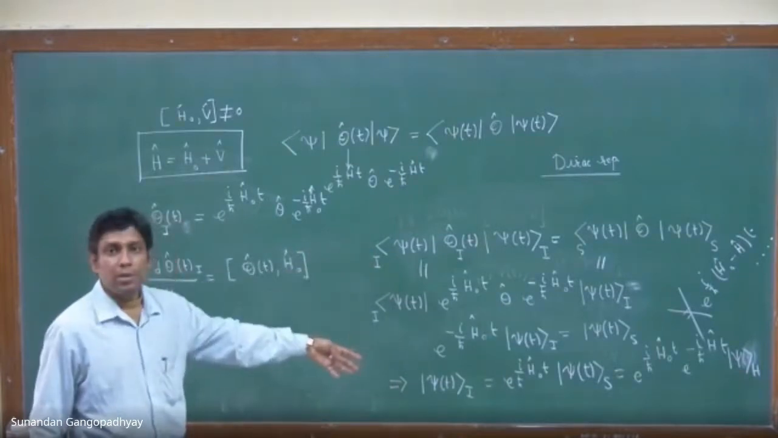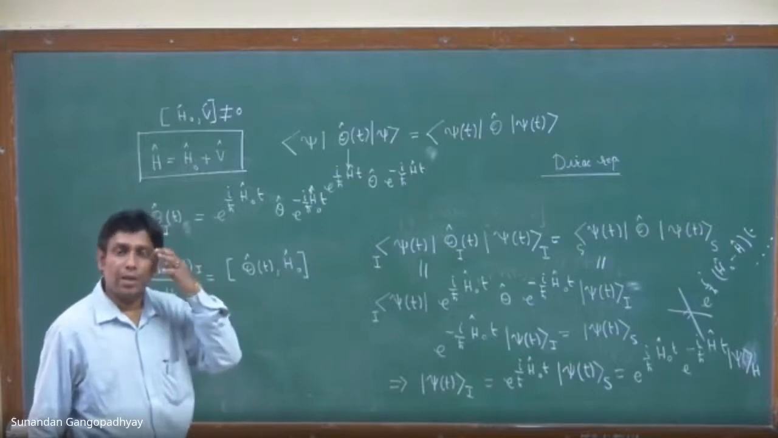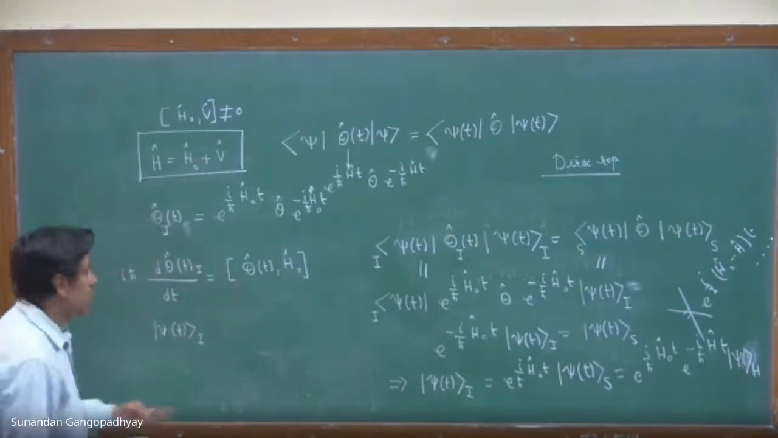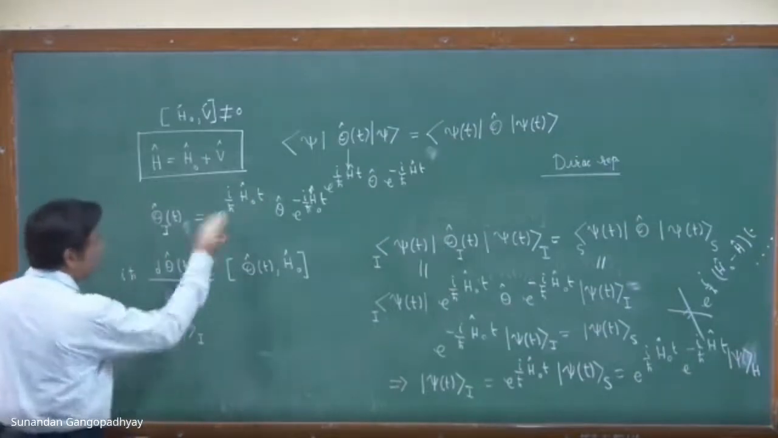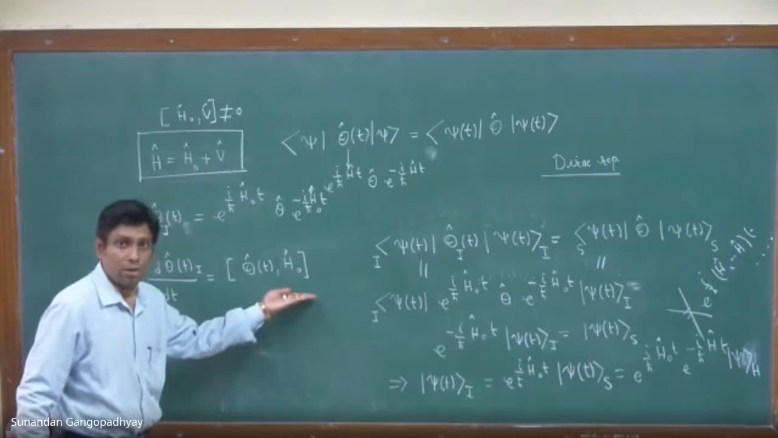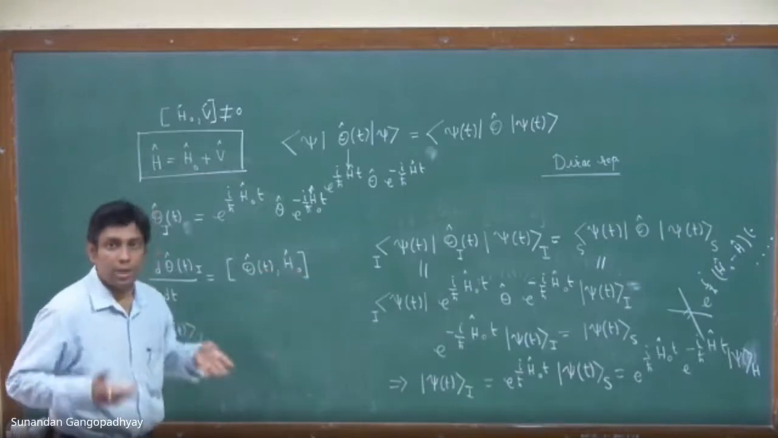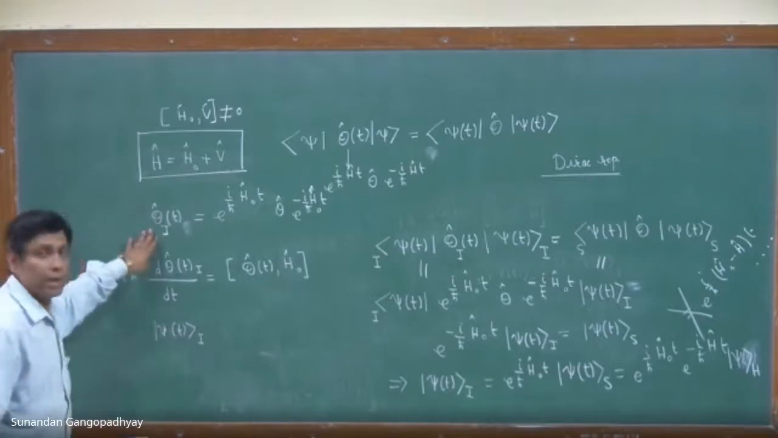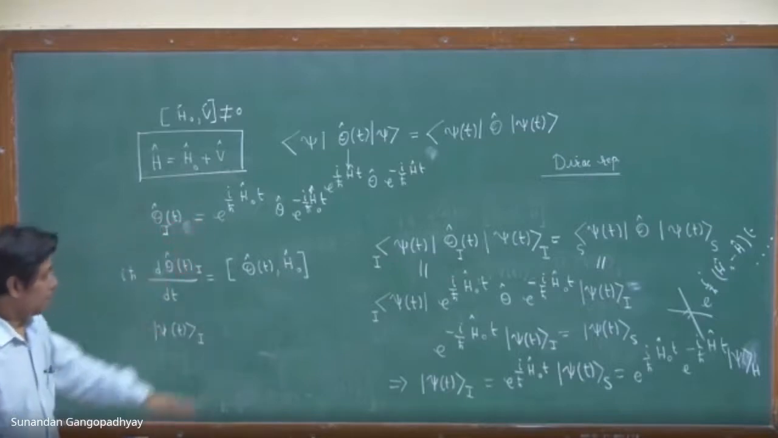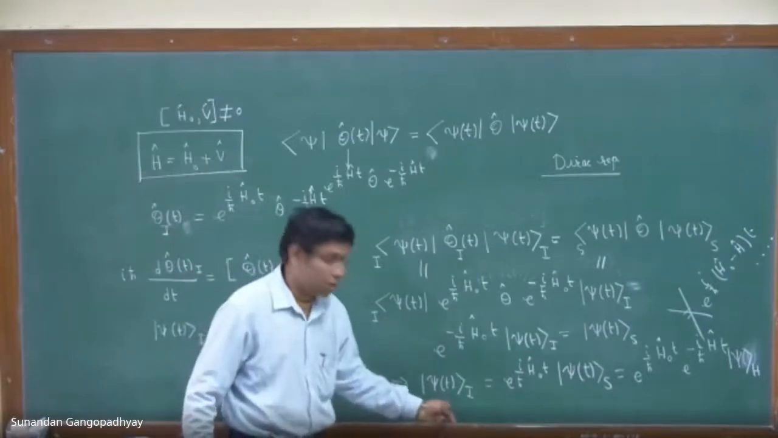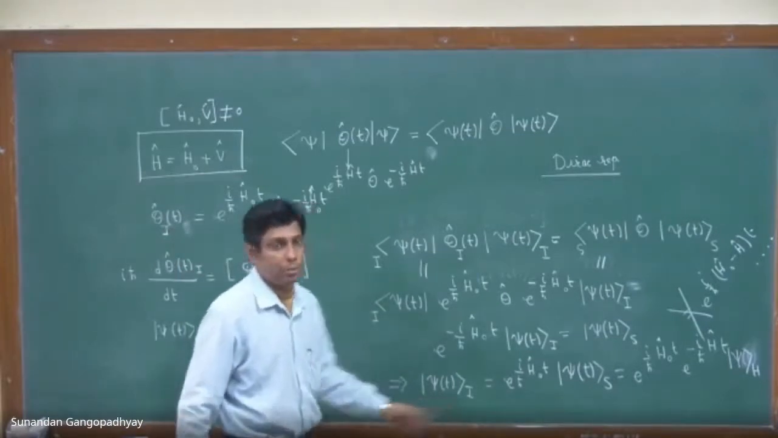In the Dirac representation, both the state gates and the operators are time dependent, and therefore there will be two dynamical equations of motion. Both of them will evolve with respect to time. The operators, as we have seen, evolve with respect to H naught. H naught is responsible for the dynamical evolution of the operator in the interaction picture. Now, the question is, who is responsible for the dynamical evolution of this state gate in the interaction picture?